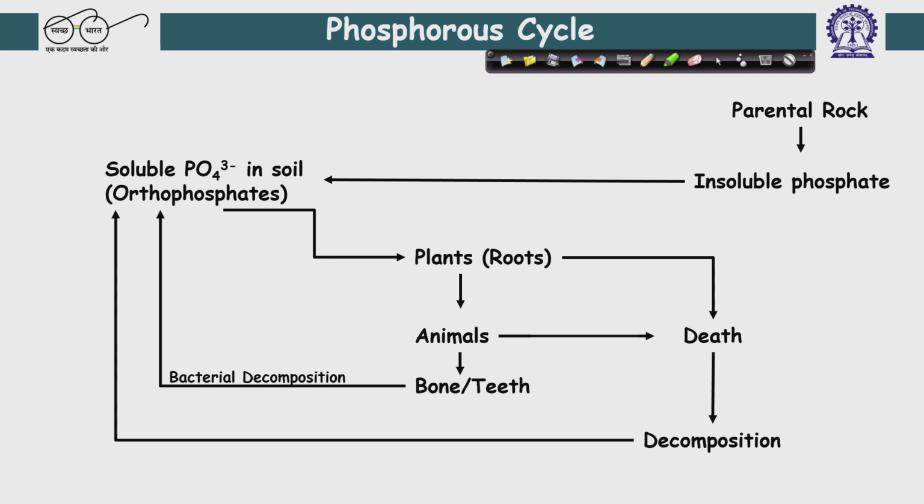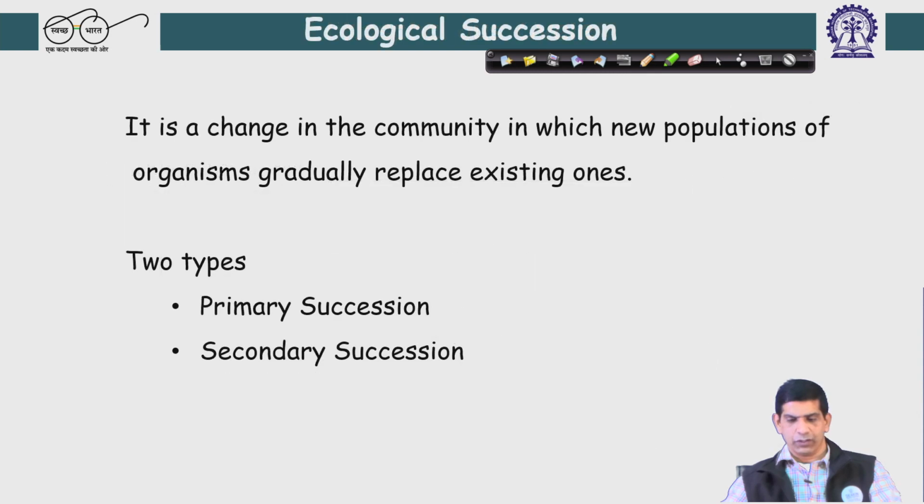We have the phosphorus cycle as well, where from parent rock we get insoluble phosphate, and from insoluble phosphate it becomes soluble phosphate in the 3- form in soil, which is the orthophosphate. Orthophosphate can be taken up by the plants in the roots, then it goes to the animals. Animals, when they die, it comes back out. Then it also goes into bones and teeth, which can be decomposed by bacteria to get the orthophosphate. So, this is the entire phosphorus cycle.